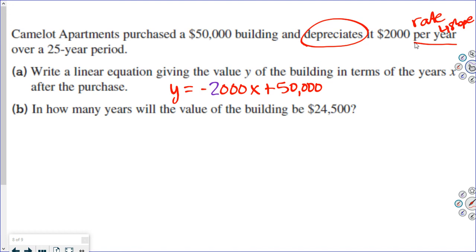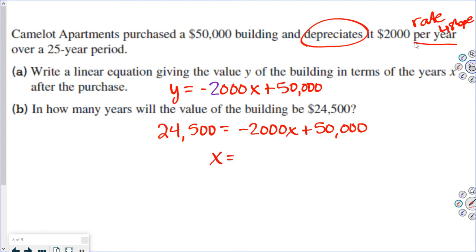Notice it says, in how many years will the value of the building be $24,500? That's going to be our y. So $24,500 equals negative 2,000x plus 50,000. And then you're just solving. Okay. And so rather than taking a bunch of time to talk through that solving bit, you end up with x equals 12.75 once you solve.